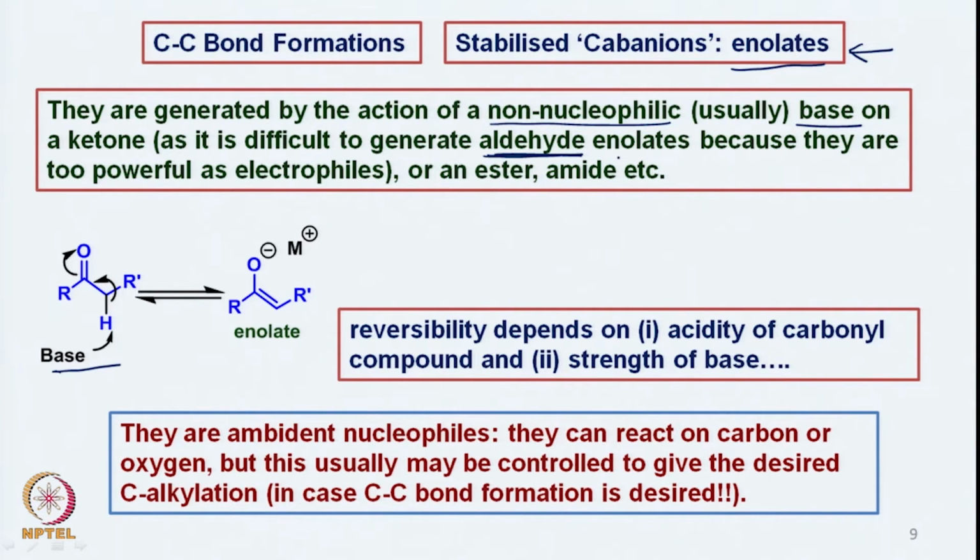But then we can take a ketone, or we can also take an ester, or we can take an amide, from which it is easy to generate the enolate.